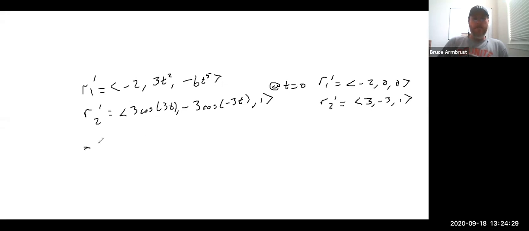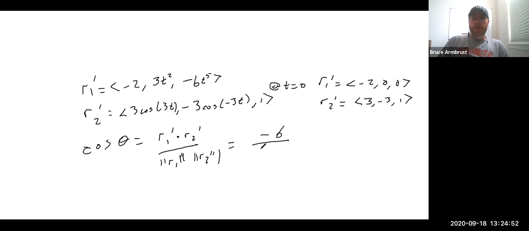All right, but now we're ready. We know the cosine of this angle is going to be R1 prime dotted with R2 prime divided by their magnitudes. So if I take this dot product, I'm going to get minus 6. And then I need the magnitudes. The magnitude of R1 prime is 2. And the magnitude of R2 prime is the square root of 19. Right, you square each of these and take the square root. So 9 plus 9 plus 1 is 19. That's the square root.